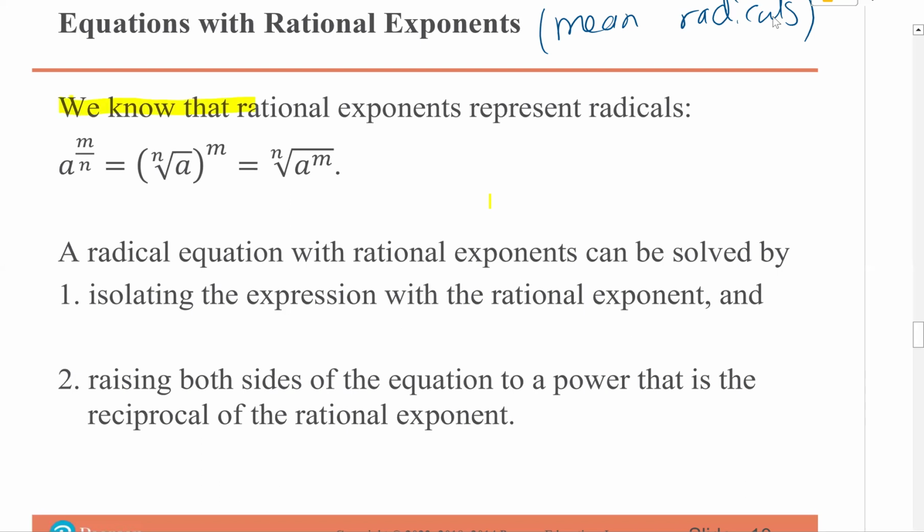So, okay, we know that rational exponents represent radicals. If you're raising something to a fraction power, an exponent that looks like a fraction, it really means the denominator of the fraction is the type of root you have. So whatever the denominator was, if it was a 3, it's a cube root. If it's a 2, it's a square root, or whatever. A 4, it's a fourth root. And the numerator is the power that kind of comes after the fact, after you take the root.